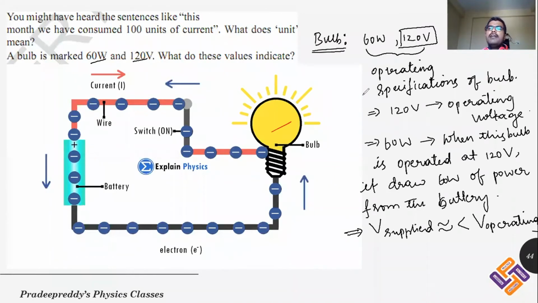That is what these are called operating voltages, and at that particular voltage, how much electrical power is drawn from the electrical circuit is represented on that electrical consumer. So here in this case, when you are connecting the bulb at 120 volt, 60 watt of electric power is utilized or drawn from the battery to this bulb, right? So these are the specifications of the bulb.